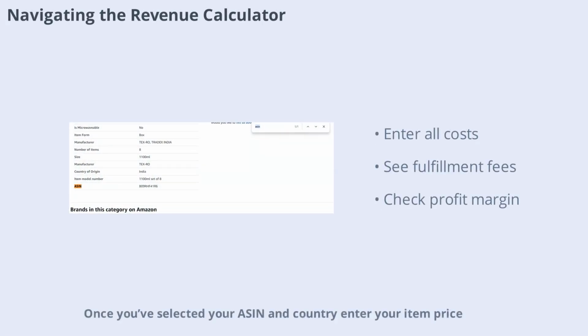Once you've selected your ASIN and country, enter your item price, miscellaneous costs, and buying cost into the revenue calculator. The tool will then display your expected Amazon fulfillment costs and overall profit margin. This step-by-step process makes it easy to see how each cost affects your bottom line, helping you make informed decisions before listing your product.